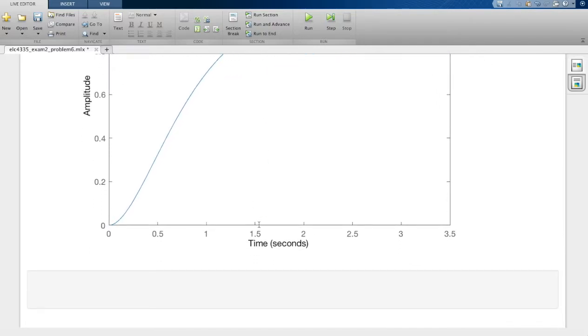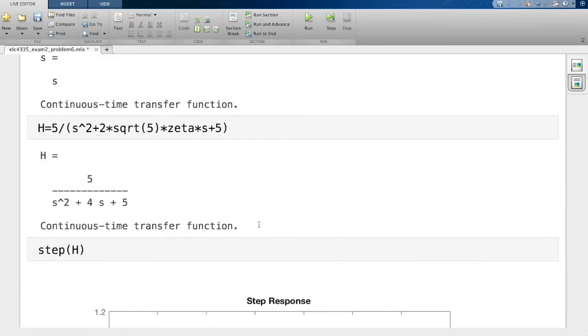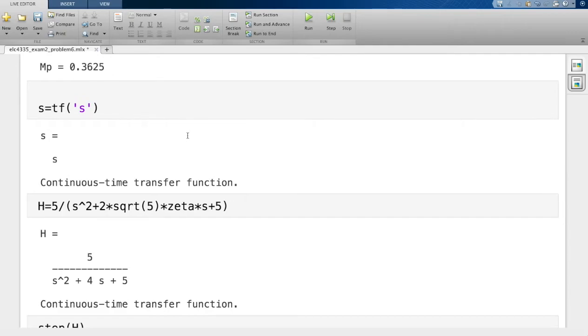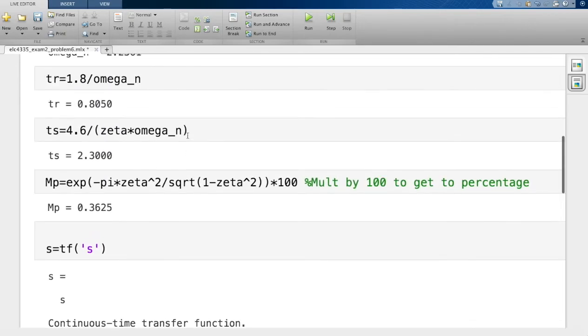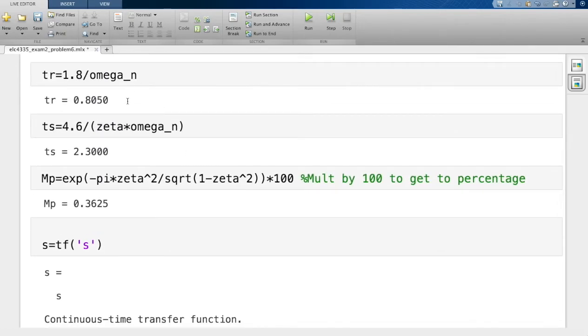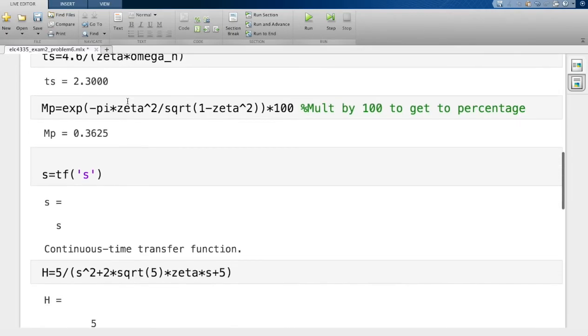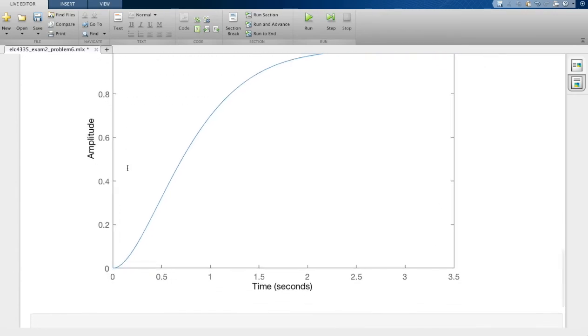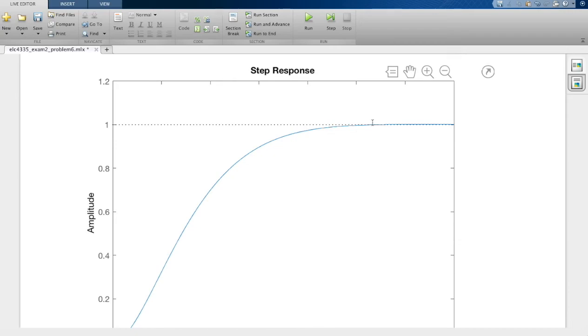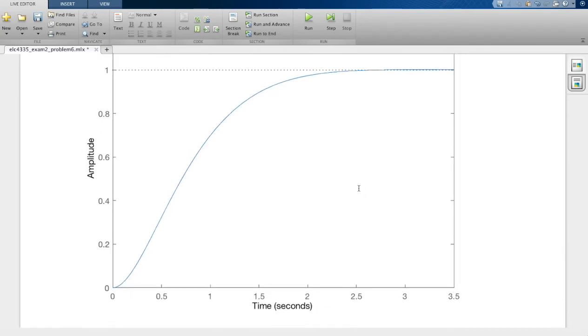And so about a little more than 1.5. Okay, and so that matches the rise time of about 0.8 that we got from our calculation. And then the settling time, it takes a couple of seconds to get out to the place where it's pretty close to the final value. So you can see this works out like it's supposed to work out.